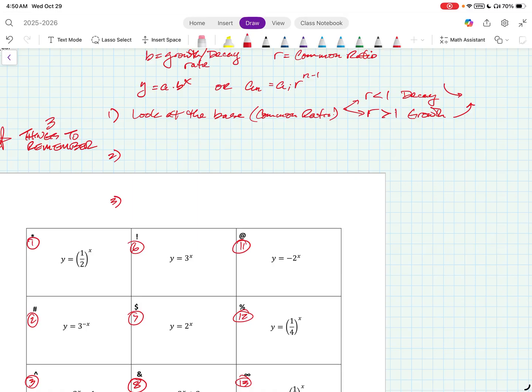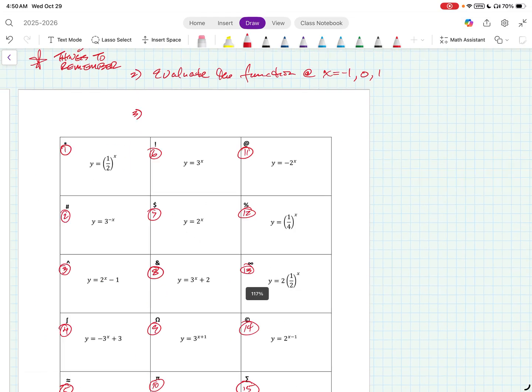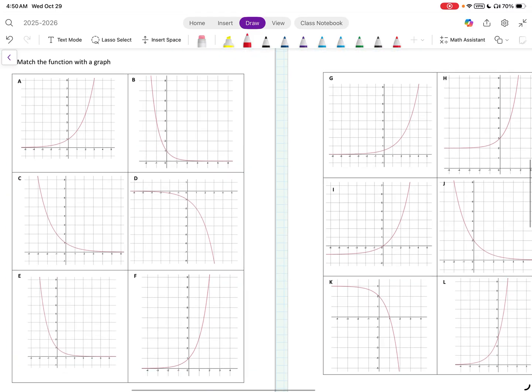Second thing you want to do is evaluate the function at a few points, specifically at x equals -1, 0, and 1, and that will determine what graph you have. Some of these graphs, as you can see right here, look very, very similar. Like, for example, A and G, they're both growth functions, but they hit the y-axis, the y-intercept, at different points. So you want to evaluate the function at different points so you can differentiate between A and G.